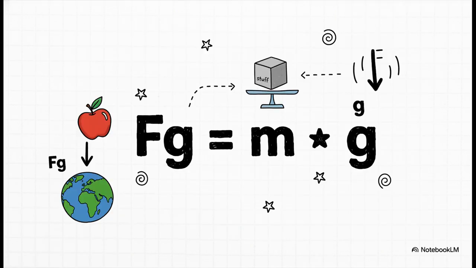So how do we actually calculate that force? Well, we use this beautiful simple equation right here. The force of gravity, or weight, equals an object's mass, that's the m, times the acceleration due to gravity, which is that little g. This tiny formula is the key to unlocking this entire concept.